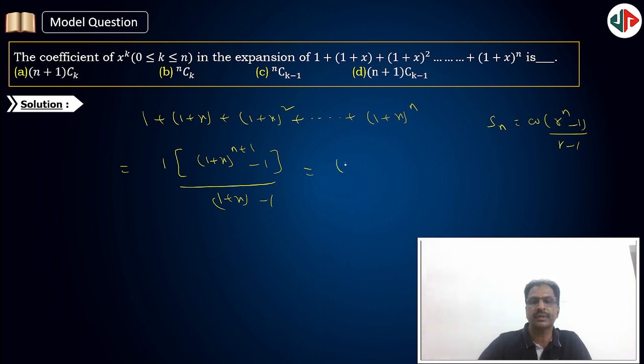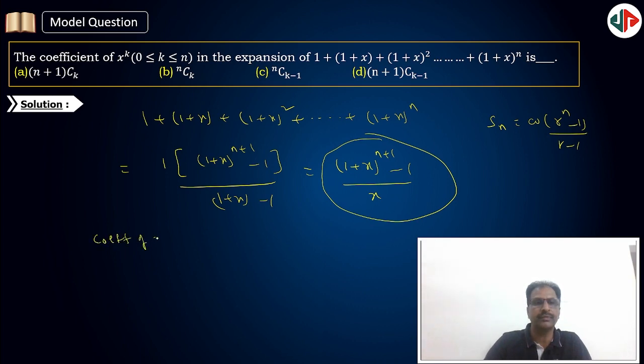So what do you get finally? (1 plus x) whole power n plus 1, minus 1, by x. Now what is the required coefficient? Coefficient of x power k in this entire term. Already in the denominator we have x.